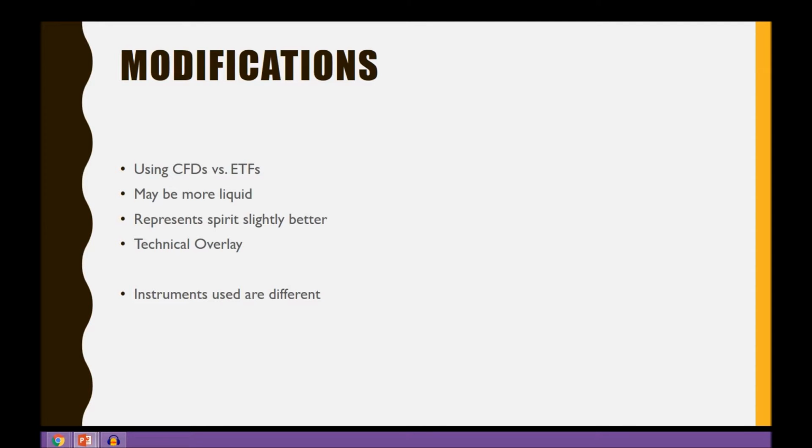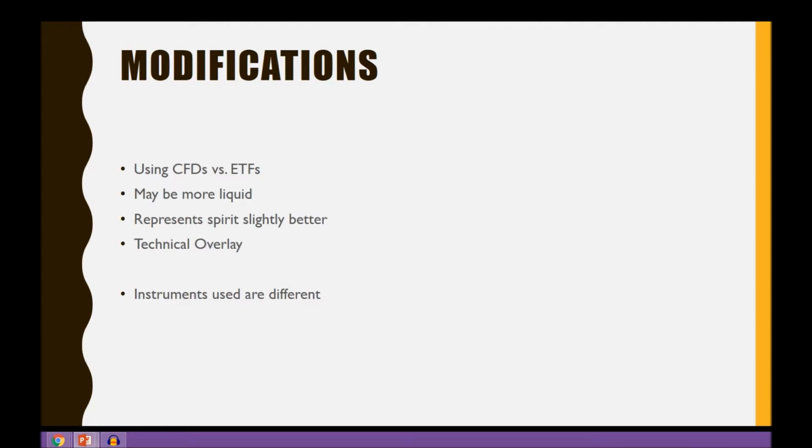I think it represents the spirit of the all-weather a bit better, because when I replicate the results, I think it's a little bit more accurate. There's less slippage. Slippage is just the technical term for the difference between the ETF price and the index price, and I just think the CFDs may be slightly better. Again, there is a technical overlay that I'll be using. That's why liquidity is important to me, and again, instruments are different. I keep mentioning this point because it is an important point.